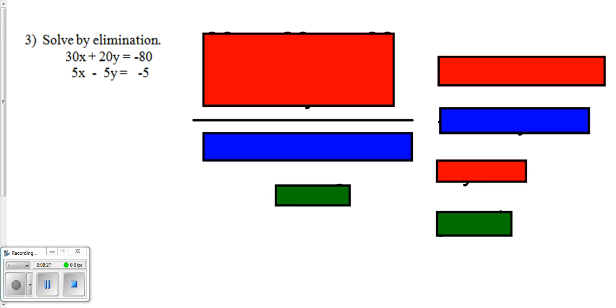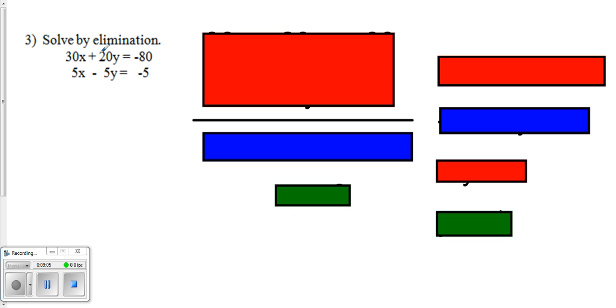Let's look at another example, solving by elimination. We've got 30x plus 20y equals negative 80, and we've got 5x minus 5y equals negative 5. Now in this case, both of them are already set in standard form. We've got our x's, our y's, and the constants, but nothing cancels out. Because nothing cancels out, we need to match some things. Both of our x's are positive, so that might not be what we want. We have a positive and a negative y value, so maybe those ones will match up pretty well.